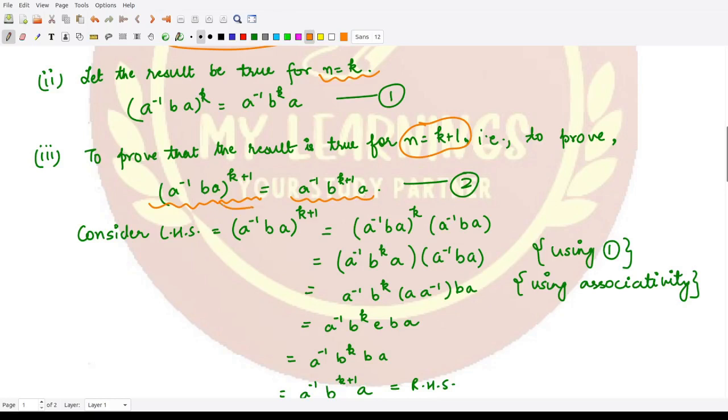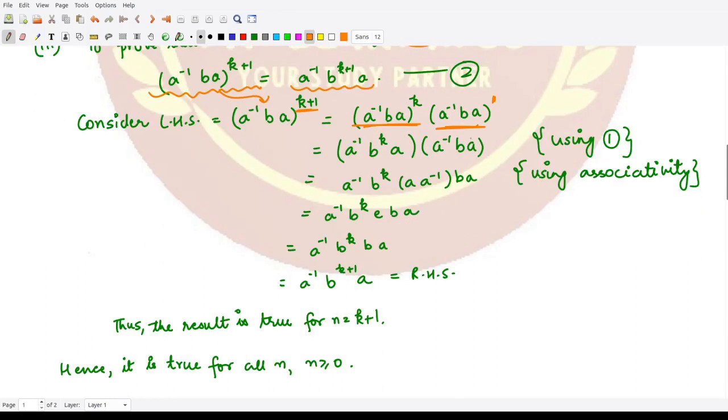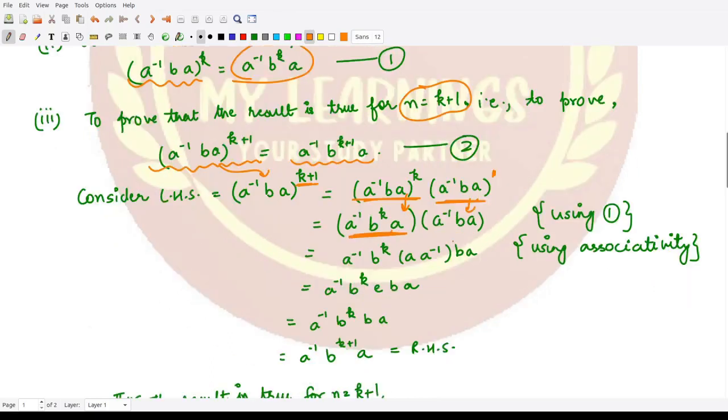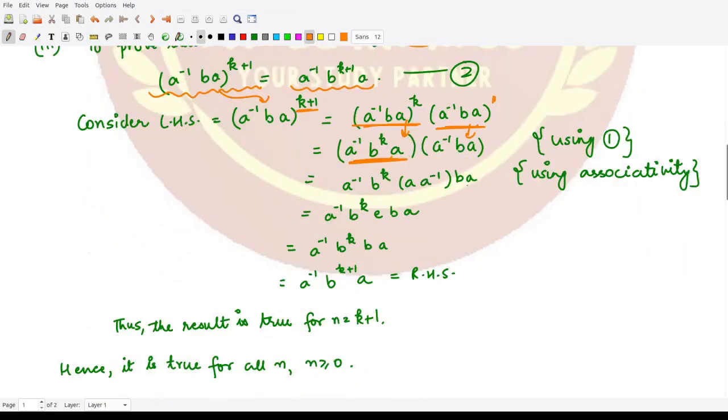So we consider this left hand side here, right? We can open up this power by writing it as power k into power 1, correct? Using the laws of exponents. Now we can apply equation 1 here, because the value of this thing is equal to A inverse B raised to power k into A. So we can write it like this and this as such. Next we can make use of the associative property to shift the brackets. So this would be A inverse B raised to power k, A inverse B and A as such.